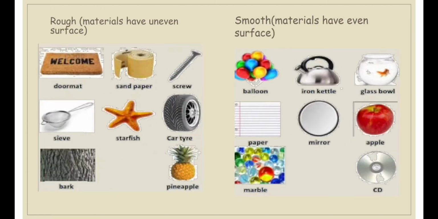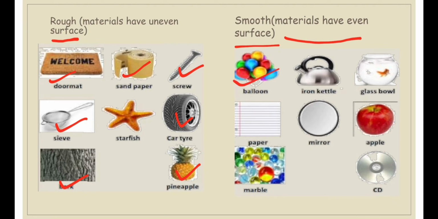Rough. Rough is another property. Rough materials have an uneven surface, like doormat, sandpaper, screw, car tire, pineapple, sieve, and tree bark. They all have an uneven surface. Smooth materials. Smooth is a property of a material. Smooth means materials that have an even surface, like a balloon. If you touch them, you can feel that they are smooth. Iron kettle, glass, paper, mirror, apple, CD, and marbles. They all are smooth to touch.